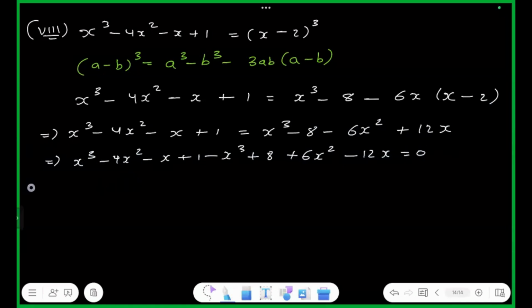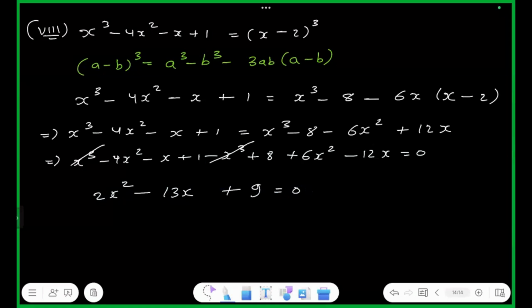Now see, x cube here plus x cube here minus x cube will get cancelled. Minus 4x square plus 6x square minus 4x square plus 6x square. So minus plus minus, and 2 sign will be of greater one. So 2x square, then x minus 13x plus 9 is equal to what? 0.